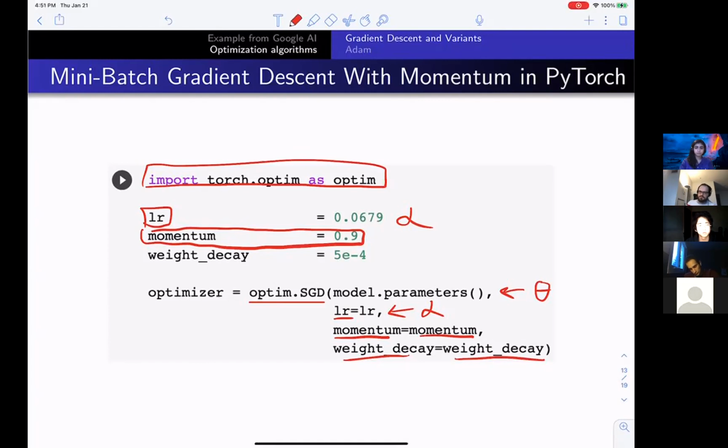I guess for a person who's not very familiar with Python, this might look intimidating, but you can think of this as just being boxes. It's boxes with parameters in them. And so this box contains the model parameters, the learning rate, the momentum, and the weight decay. So for example, I could do optimizer.